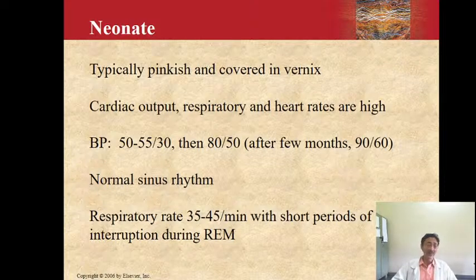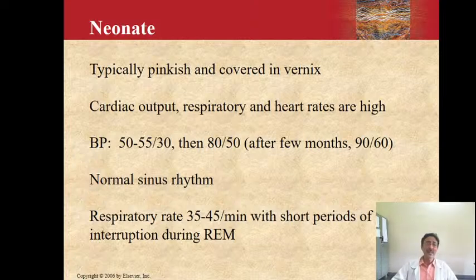Remember, in the first class of the respiratory cycle, I had told you that you should remember these rates: the cardiac output, the heart rate, the stroke volume. There you will see that all these values are very high. The blood pressure initially is around 50 by 30, that is 50 systolic, 30 diastolic. After a few days, it increases to 80 systolic, 50 diastolic, and after 6 months, the blood pressure comes back to around 90 systolic and 60 diastolic. It is a normal sinus rhythm.